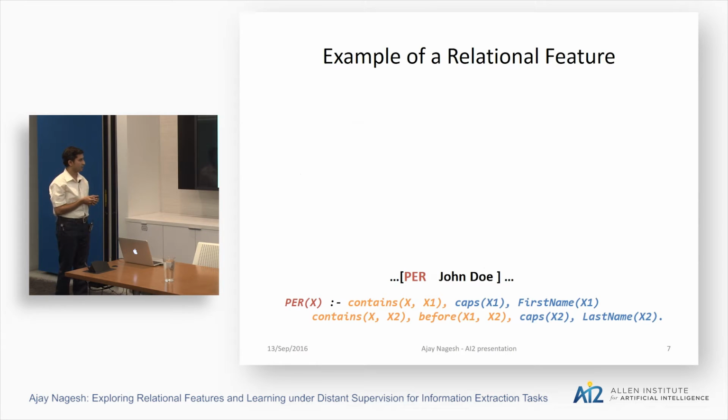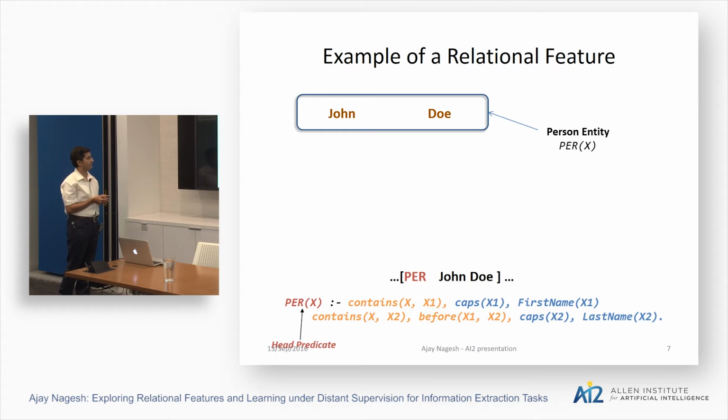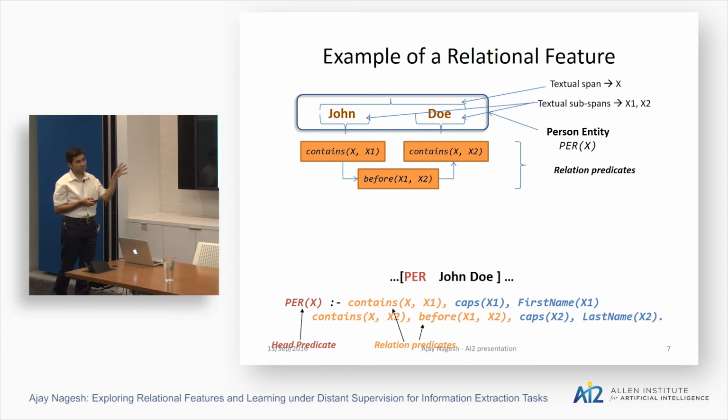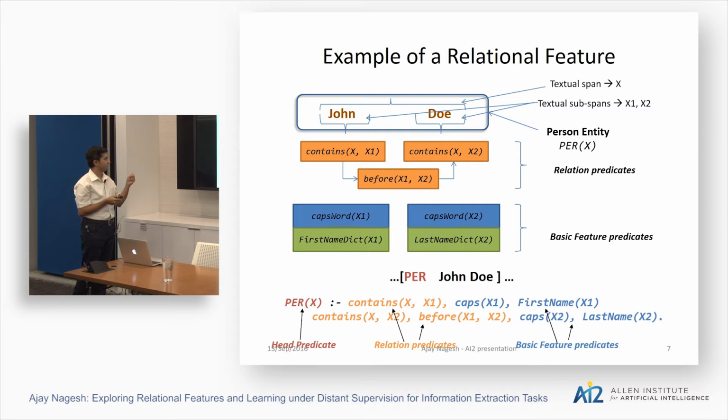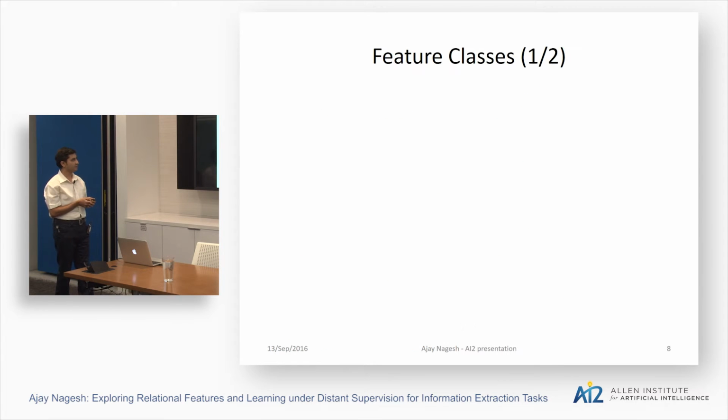It is a definite clause where a span of text has a head predicate which is the label. It's a textual span X, and it has some subspans, and there are some relations between these subspans. That is why they are called relational features. These predicates are called relation predicates, and there are some properties of these spans and subspans, like the subspan comes from a first name dictionary, or it matches a capitalized word regular expression and so on. These are termed as basic feature predicates.